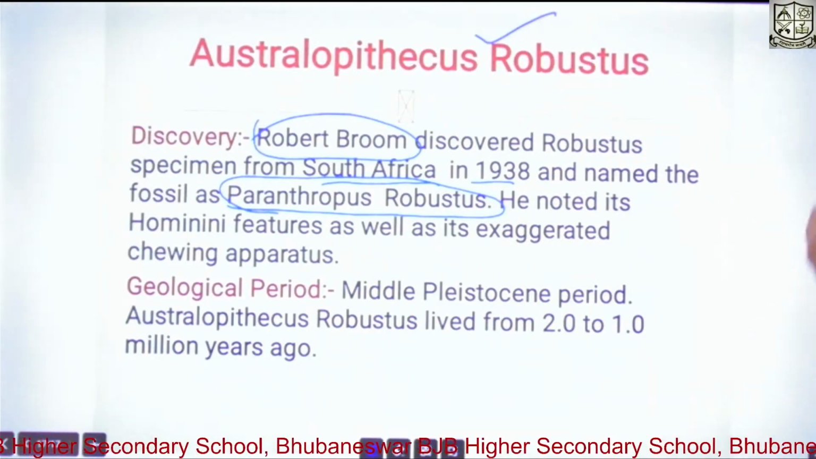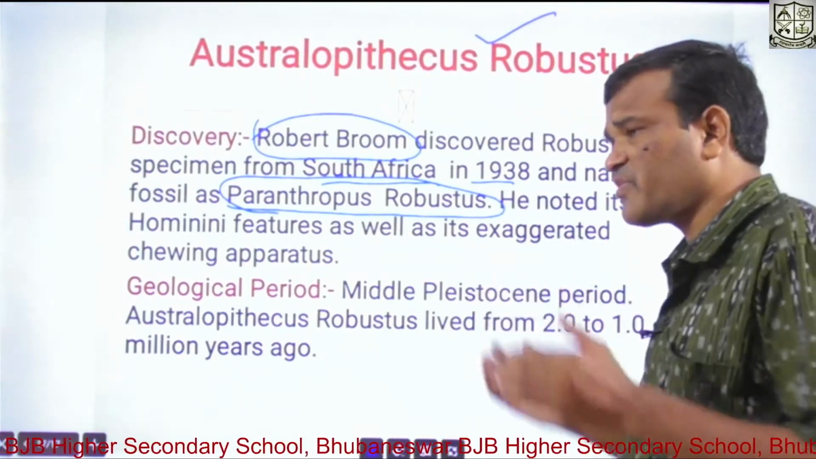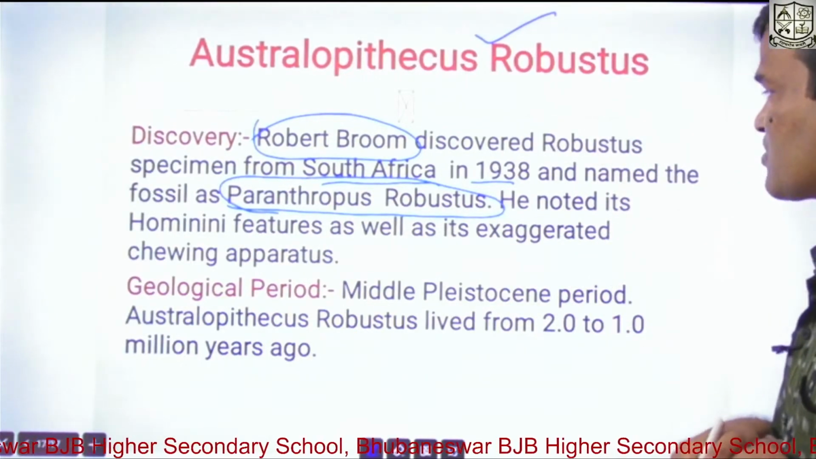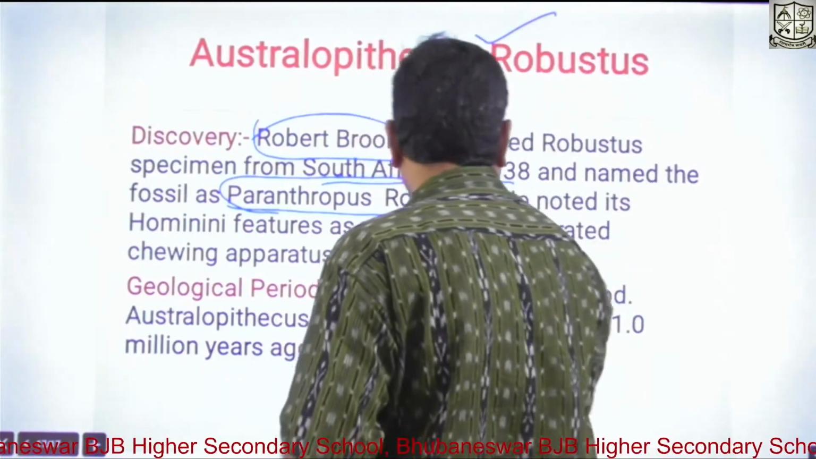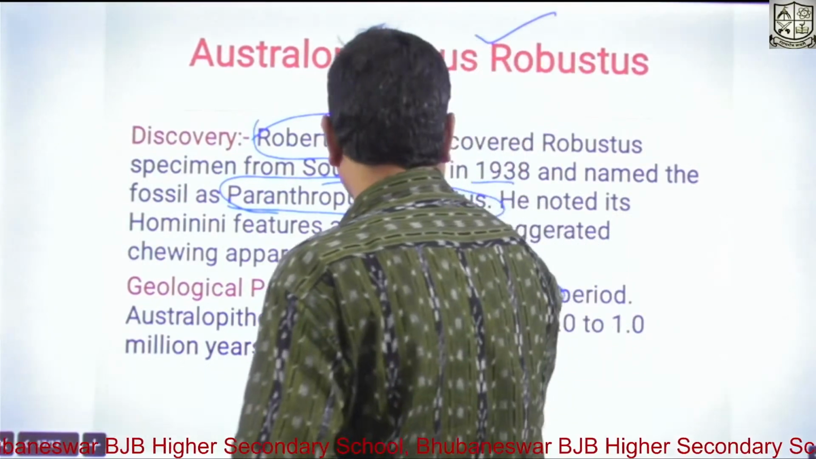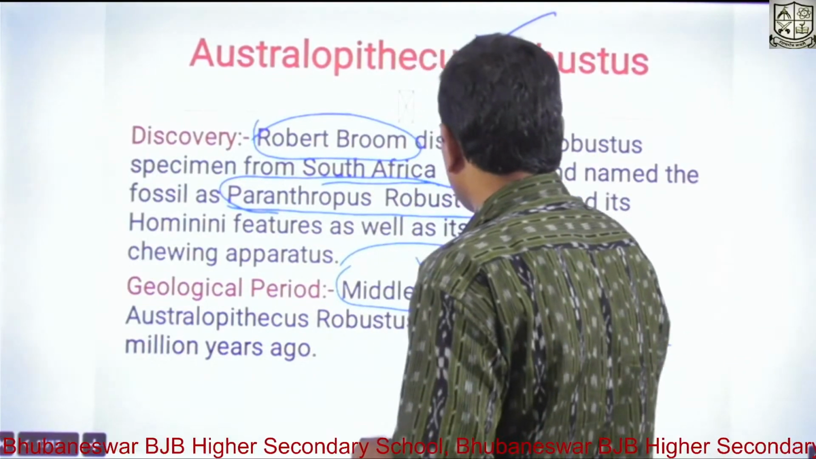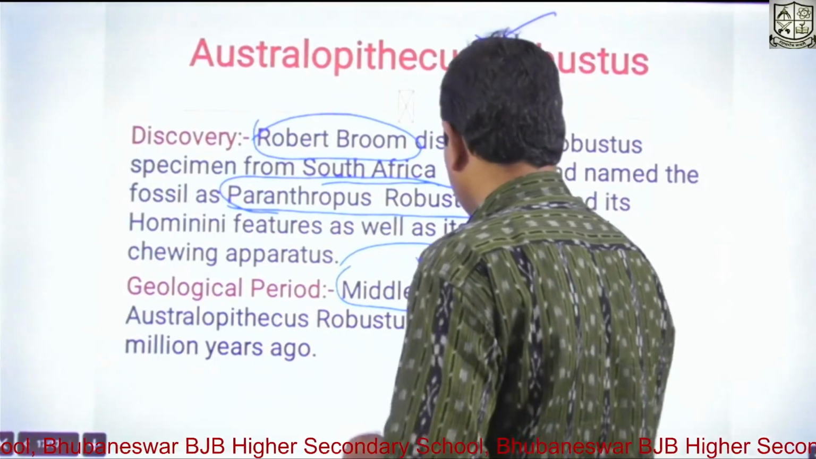He noted its hominin features as well as various chewing apparatus and chewing patterns of the hominid, which can be described for Australopithecus robustus. The geological period is the middle Pleistocene. Australopithecus robustus lived from 2.0 to 1.0 million years ago, starting from the lower and going up to the middle portion.